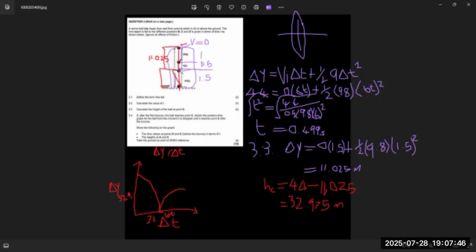Then what do they want? The heights at point A and C. C we already noted. Then at point A, the height was 44. We were given this height at point A. Then what? Take the ground as zero reference. Taking the ground as zero reference, it's this, because when it hits the ground, that's what we indicated as zero. That's what they meant.